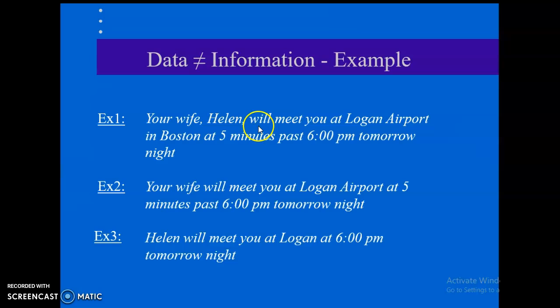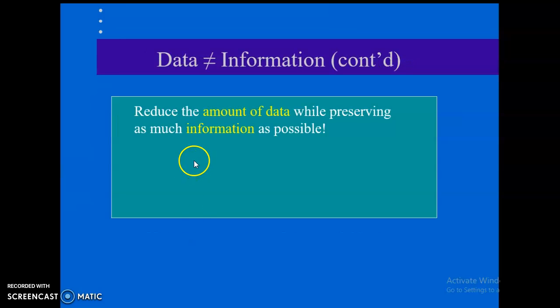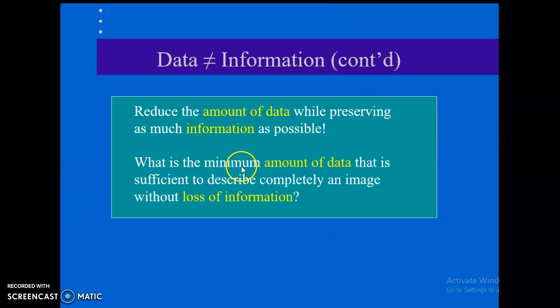Your wife Helen will meet you at Logan Airport in Boston at 5 minutes past 6 p.m. tomorrow night. Your wife will meet you at Logan Airport at 5 minutes past 6 p.m. tomorrow night. Helen will meet you at Logan at 6 p.m. tomorrow night. Reduce the amount of data while preserving as much information as possible.